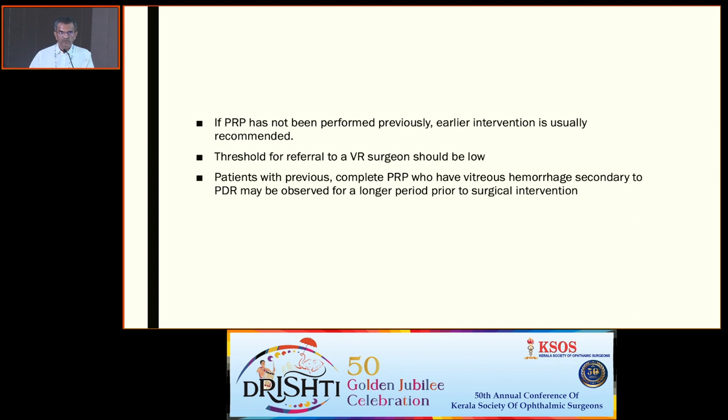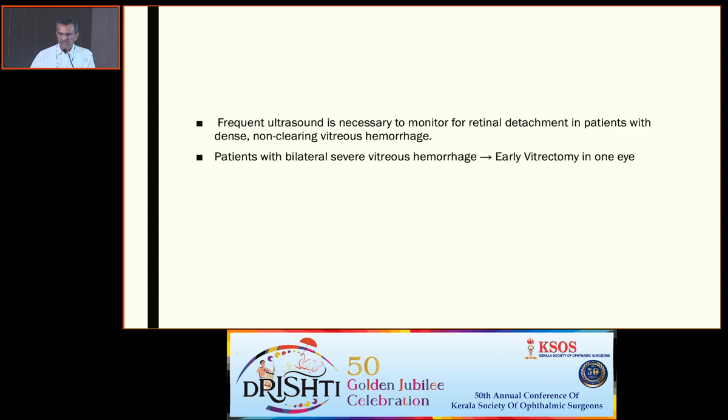If PRP has not been performed previously, the threshold for a VR referral should be low. Patients with a good PRP done earlier with vitreous hemorrhage may be observed before sending for a surgical intervention. When you are holding back your patient with a vitreous hemorrhage without a surgical intervention, you have to have a serial ultrasound to look for development of traction or a detachment. Have an ultrasound and look for the posterior pole.